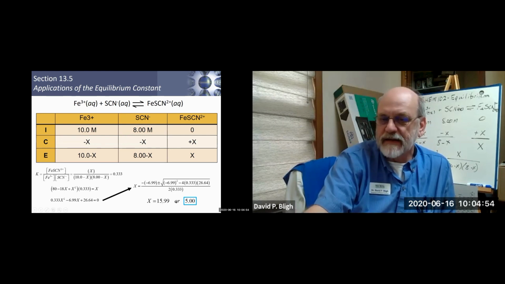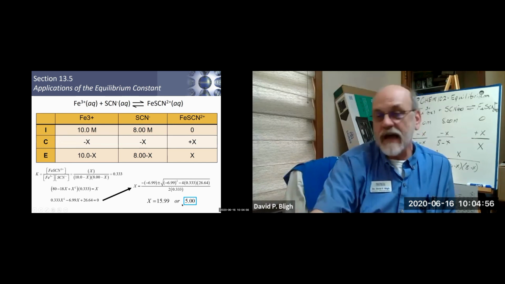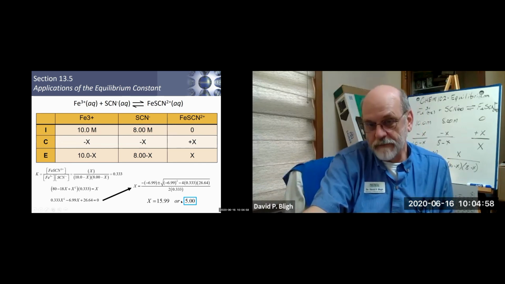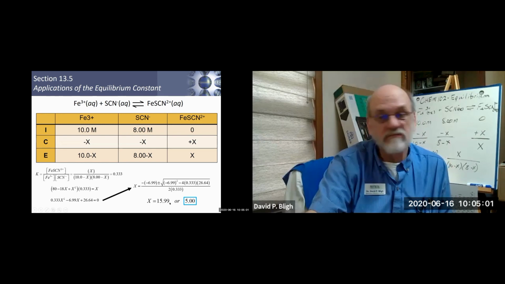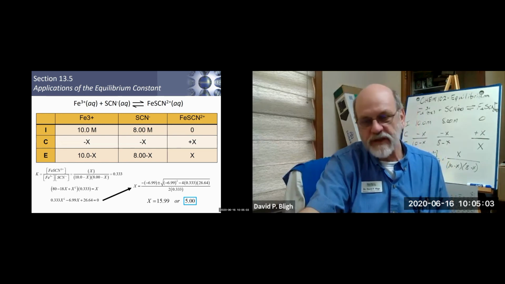So we get two values. We get a 15.99 and a 5. So you have to decide which one is reasonable, right? If you have a negative number, you can automatically throw that one out. There's no such thing as negative concentration.